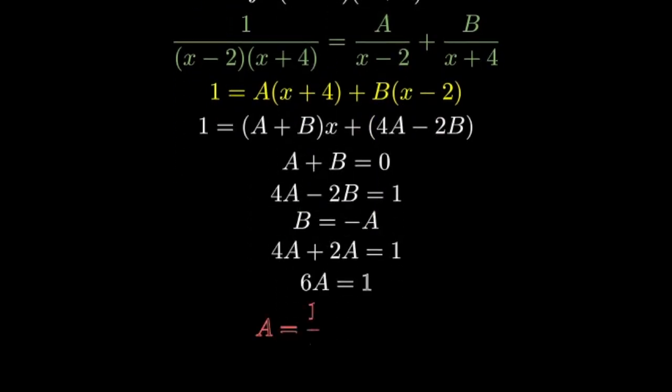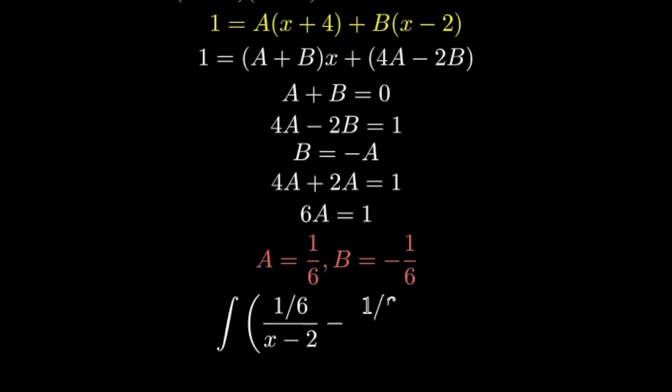From A plus B equals 0, we get B equals negative A. Substituting this into 4A minus 2B equals 1, we get 4A plus 2A equals 1. So 6A equals 1. Therefore, A equals 1/6 and B equals negative 1/6.